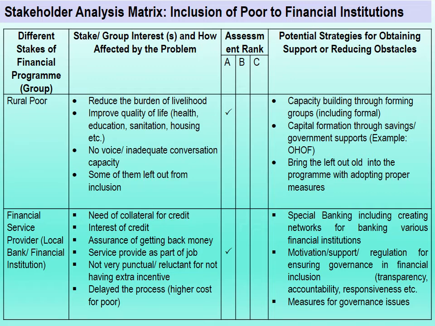Then the financial institution, the financial service provider, local bank. The financial institution needs collateral for credit. I'm a bank, I need collateral. Poor people don't have collateral, and Bangladesh showed the world that without collateral, poor people pay back the money. So the bank's interest is that they need some collateral for the security of their credit, and assurance of getting the money back. This is the bank's interest.